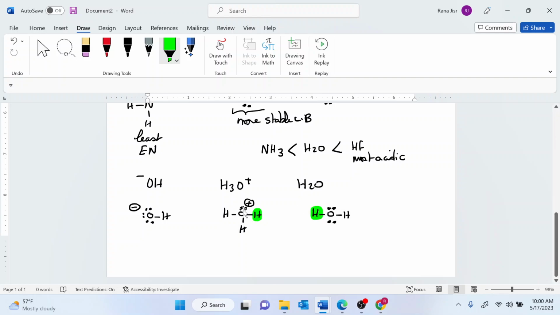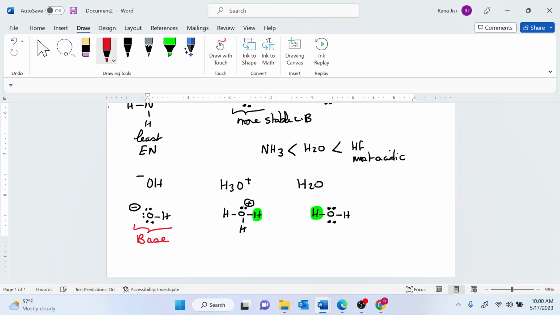Here an oxygen with a plus charge. And here I have a hydrogen connected to a negative oxygen. So if I want to compare between those three, the rule says that negative charge is a sign of basicity. So immediately I would say that the OH minus is basic.